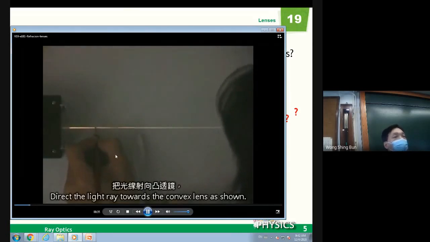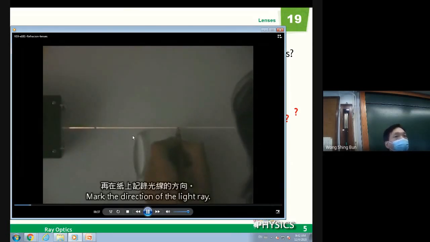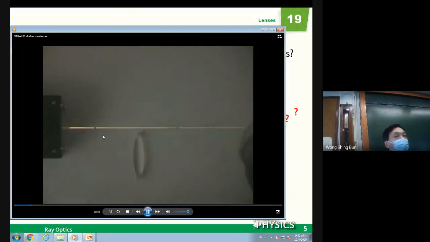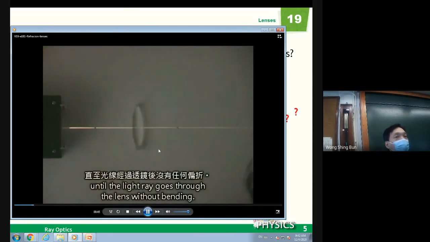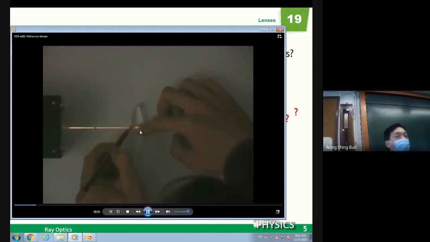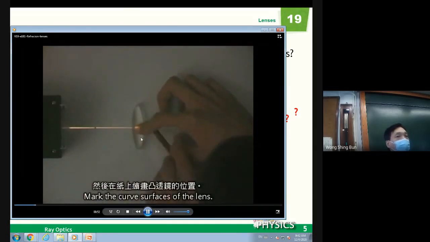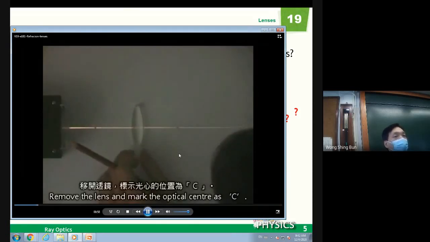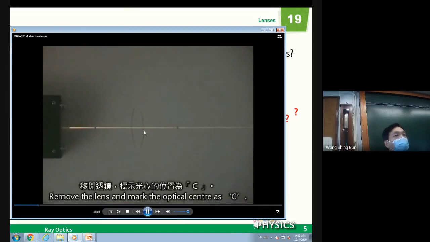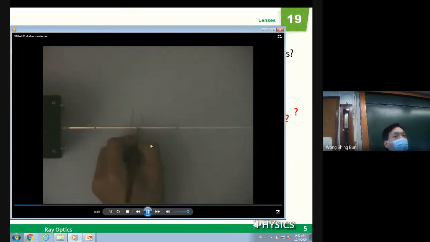Here, what do you do? Actually, you should mark the position of the light using 2 points. Can you see it? You can put the lens into it. Initially, you can see that the light will change direction. But up to this position, you can see that there is no change in direction. This one should be a straight line. What is it? Normal incidence. This one is 90 degrees, and this one is also 90 degrees.